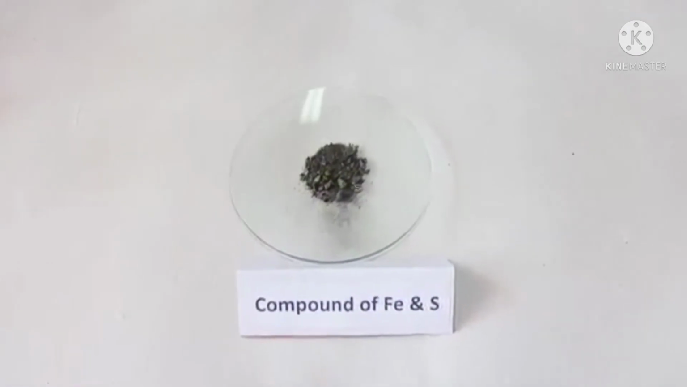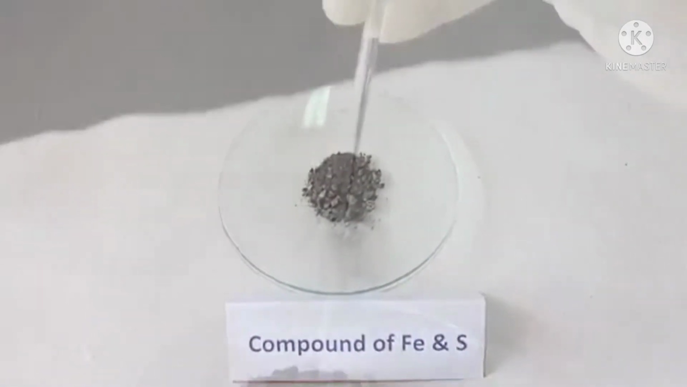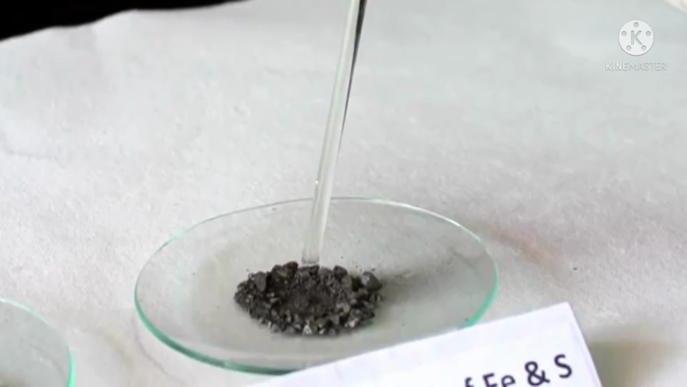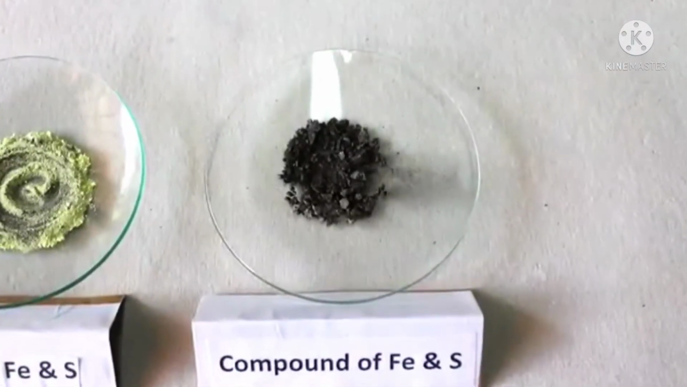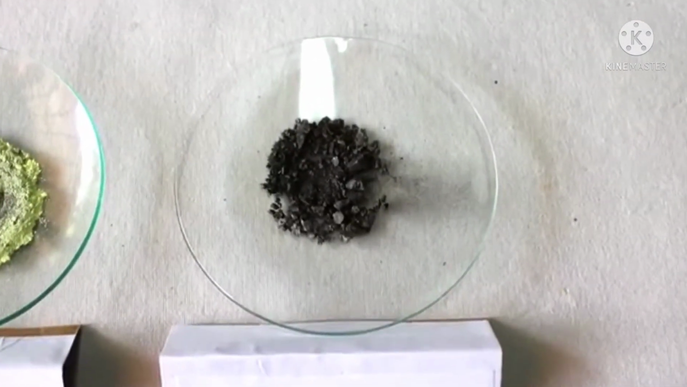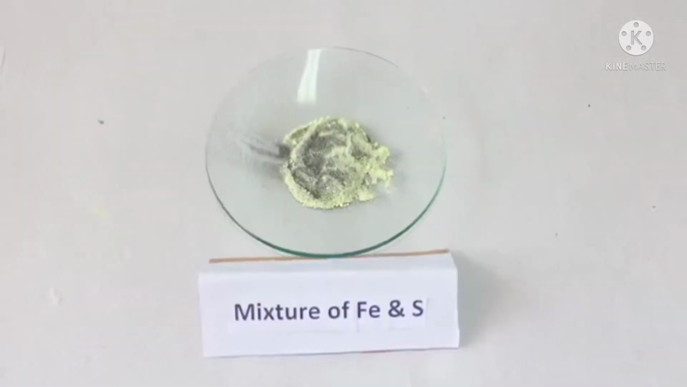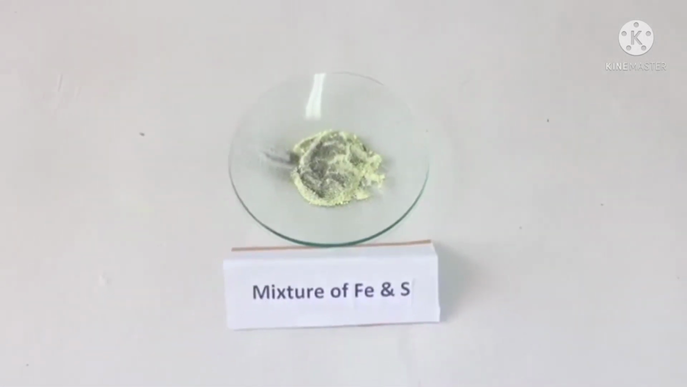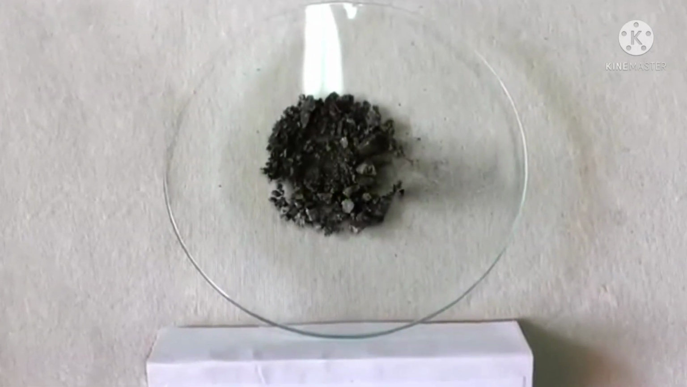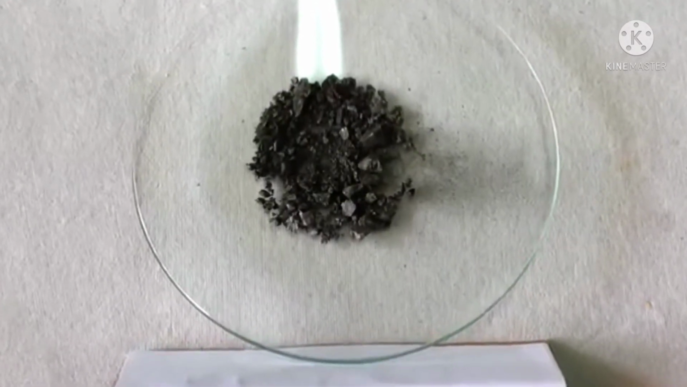Now, take ferrous sulfide in another watch glass and mix it using another glass rod. Here, we cannot see iron filings or sulfur. Thus, we infer that the mixture is heterogeneous and the compound is homogeneous in nature.